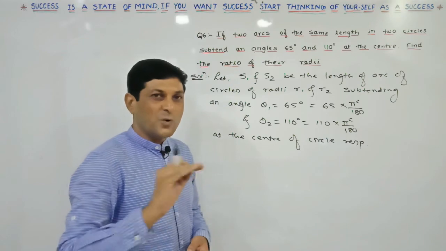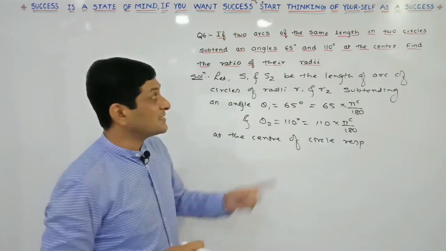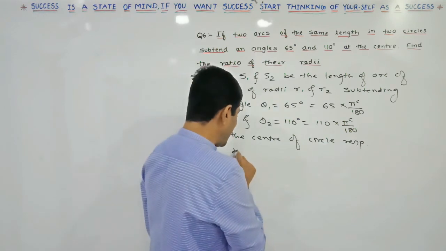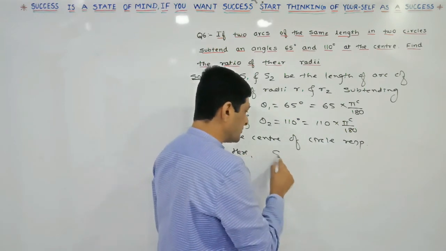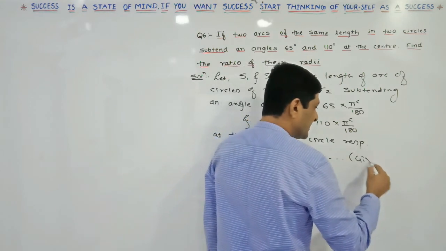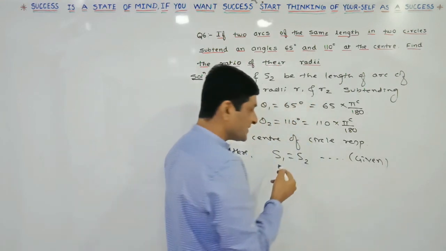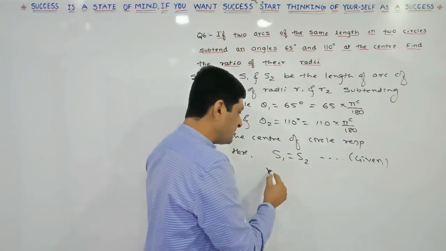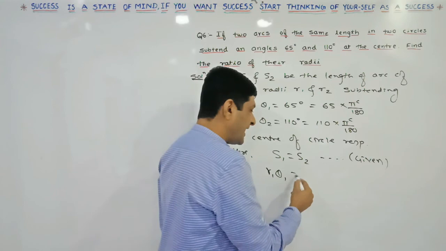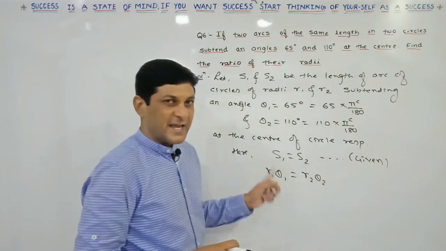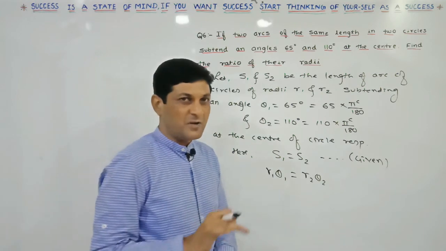One more given condition is: arc lengths are equal, of the same length. So here it is given to us that S1 is equal to S2. It is our given condition in the example. Now what is the formula of S? S is equal to R theta. So S1 will be equal to R1 theta1 and S2 will be equal to R2 theta2. We are just applying our formulas to find the length of arc.